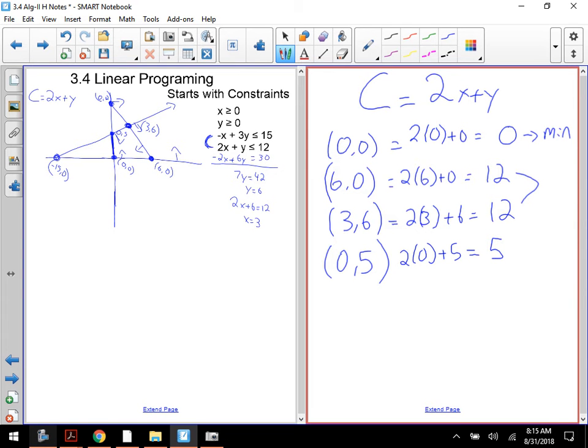Now, this is weird. This doesn't happen very often. It just happened to be dumb luck that Murphy made up something off the top of his head that wound up being equal. If that happens, not a big deal. It doesn't happen very often. But I would just say that these are maximums.